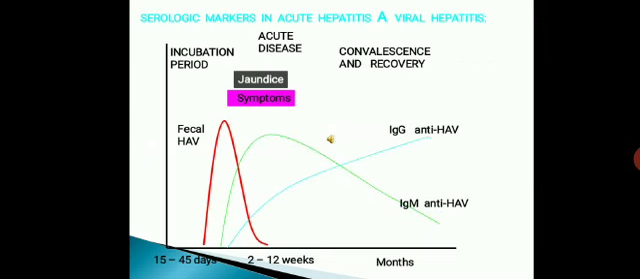This is a graph showing the presence of the antibodies to the virus. IgG is present and IgM is present. IgM appears earlier than the IgG, and fecal excretion of the virus occurs. This is shown by the red graph. Even before the appearance of jaundice, fecal excretion of the virus occurs.